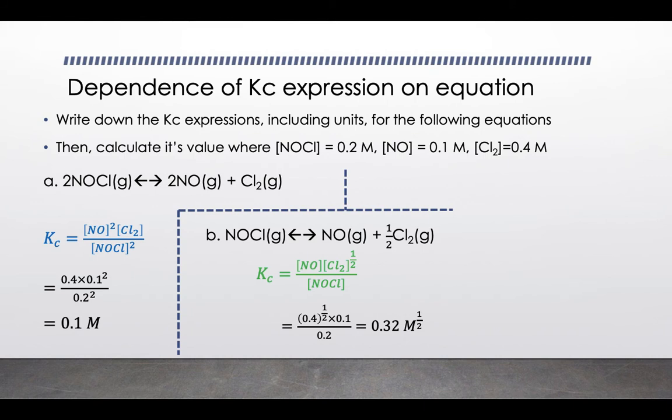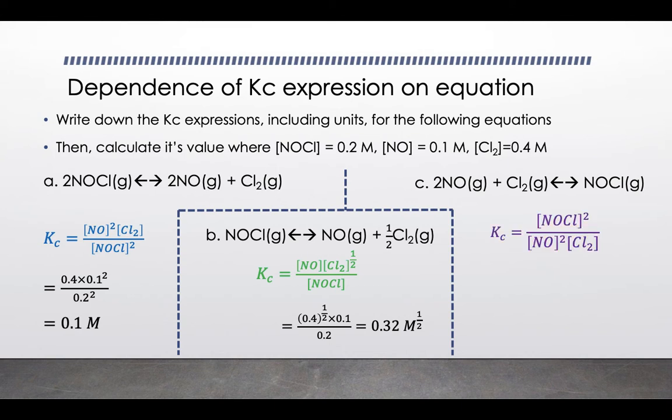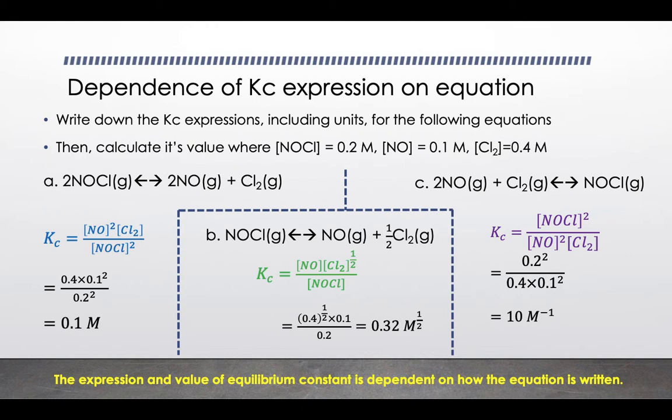On the other hand, what if we write the reverse reaction to be the forward reaction? The products now become the reactants, and Kc will also change with it, because Kc is strictly defined as basically whatever is written on the right hand side over whatever is written on the left hand side. And you can imagine the value of Kc will also become the reciprocal of equation A. Okay? So this is what we meant by Kc is dependent. The value of Kc and the expression of Kc are both dependent on how the equation is written.